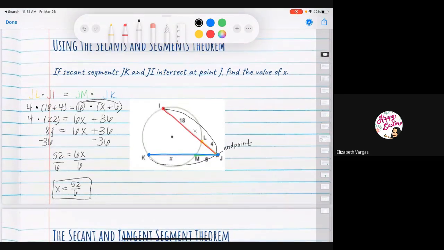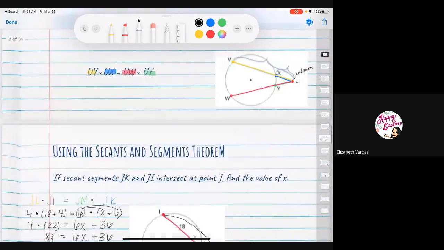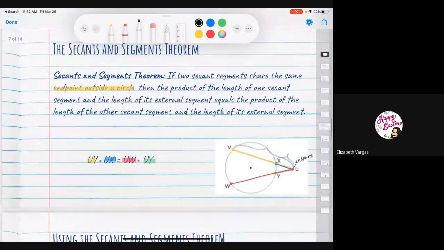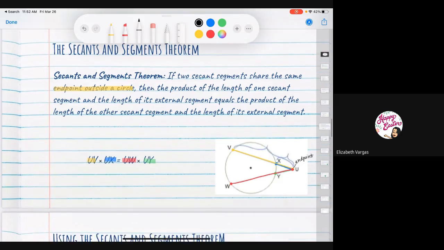Okay. Any questions about this? Questions, concerns? So basically, our intersecting chords theorem allowed us to take the parts of one chord, multiply those together, and those should be equal to the parts of the other chord. Well, our secants segments theorem basically says we can take one part of our secant, multiply it by the whole secant, and that should be equal to one part of the other secant multiplied by the entire other secant. Okay, and so that's the difference between the two.